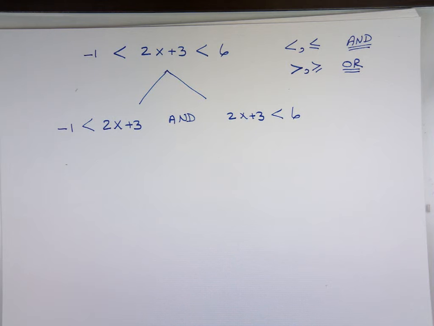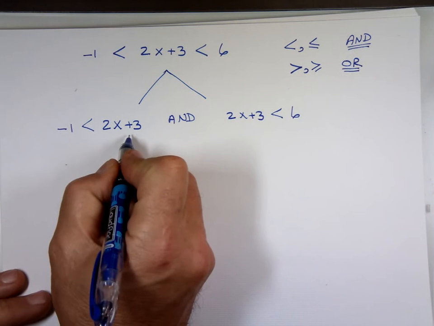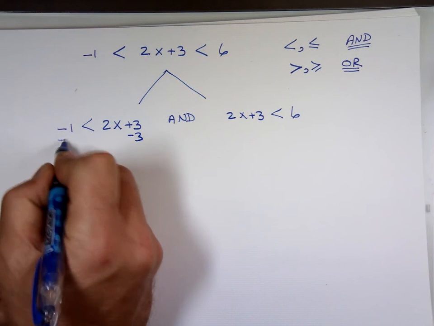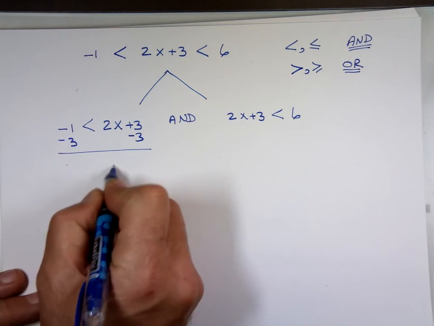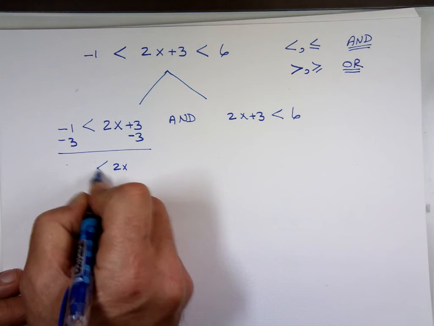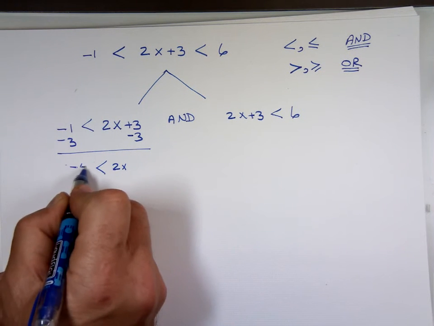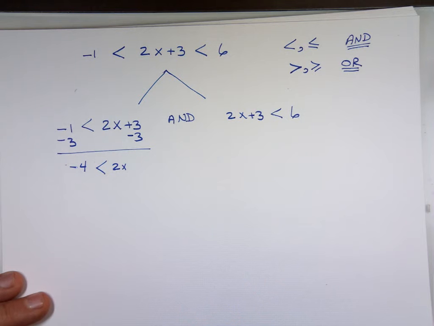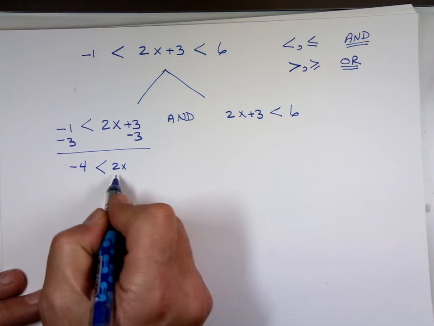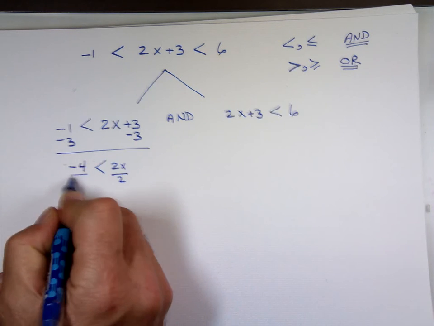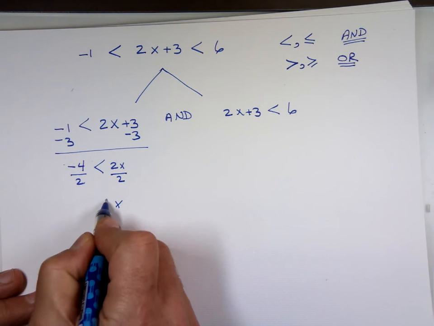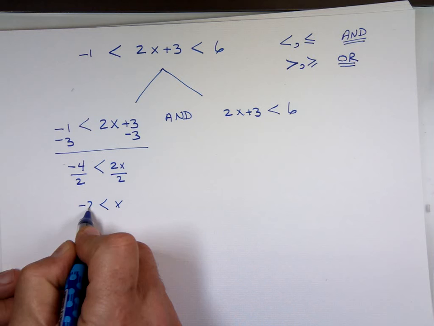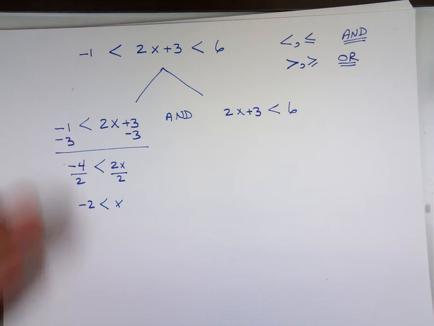And let's solve each one. To solve this one, we subtract 3 from both sides, right? 2x is what? Greater than what? -4. And to solve it for x, we're going to divide by what? By 2. X is greater than what? -2. Or -2 is less than x.